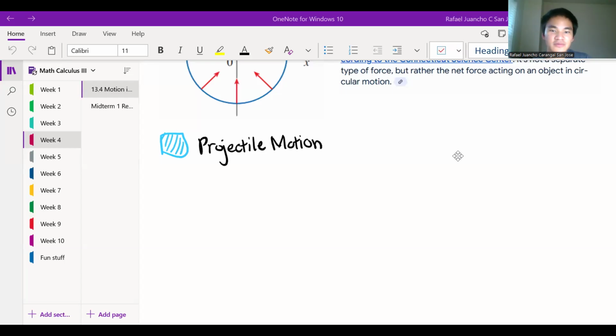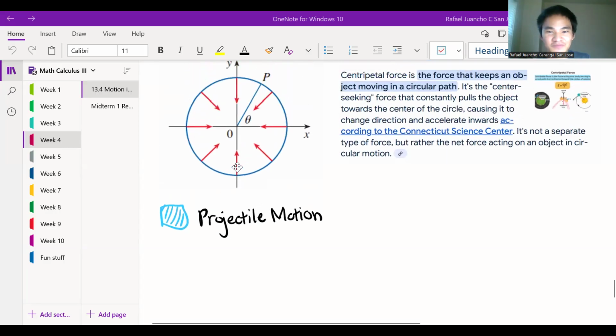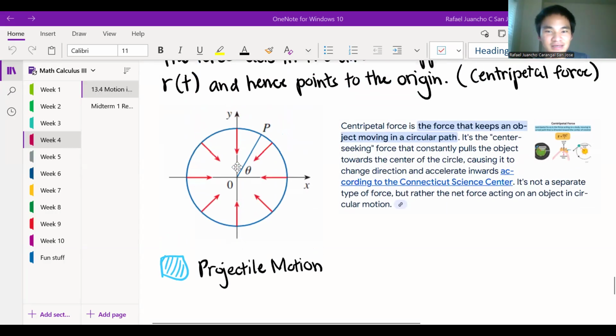So today we're going to be talking about projectile motion. This is one of those math topics I'm particularly excited about.